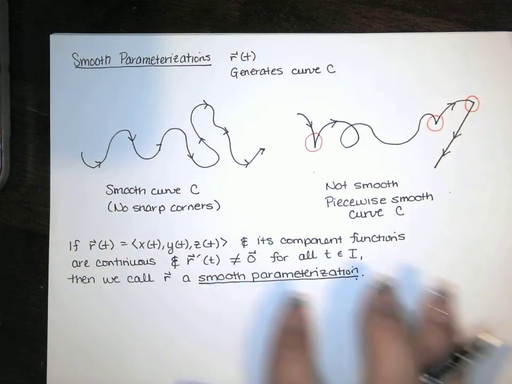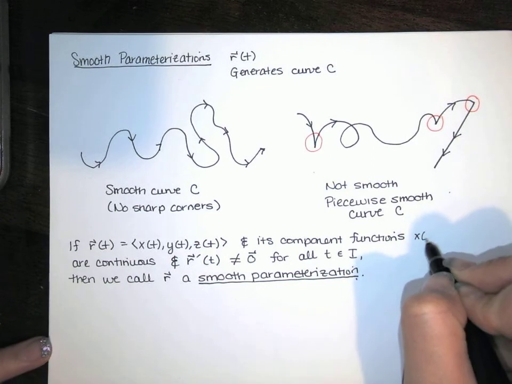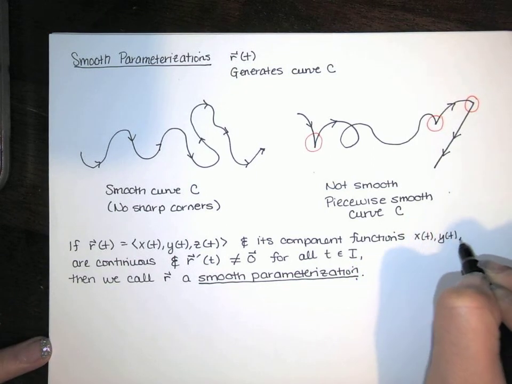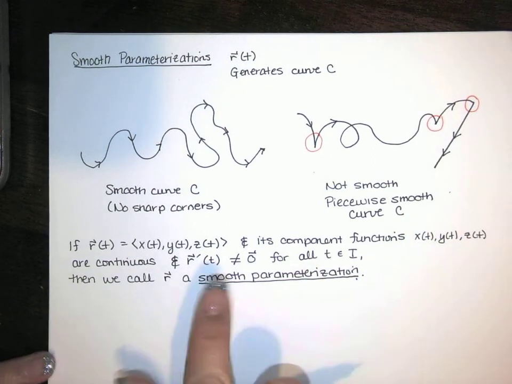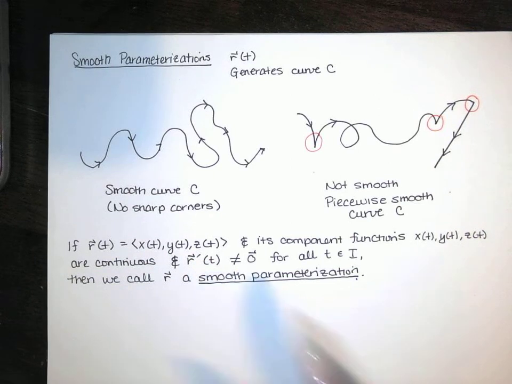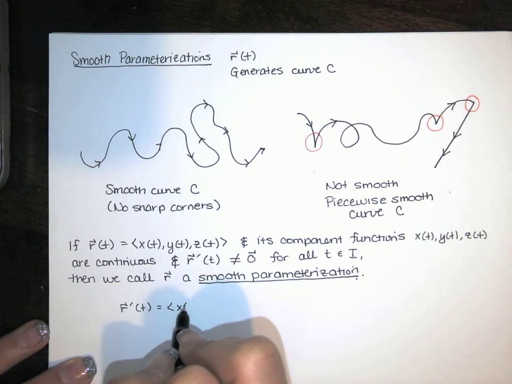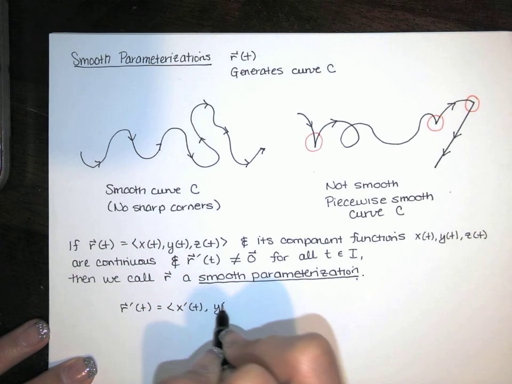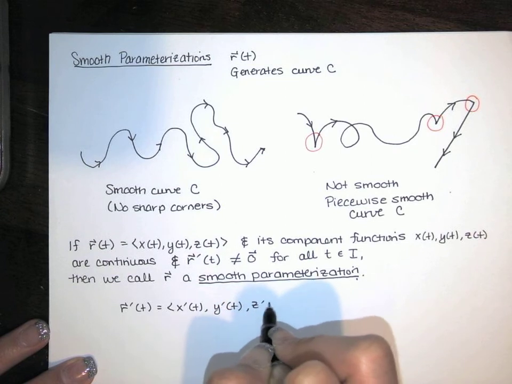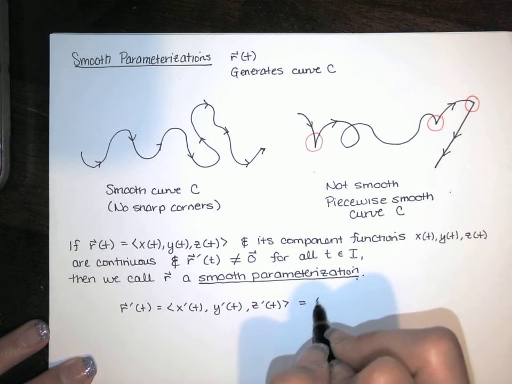You might say, well, what does all this mean that we've said? We said the component functions, in this case if we're in 3D, x of t, y of t, and z of t, all have to be continuous. And r prime of t cannot be 0. Let's think about what r prime of t being the 0 vector means. R prime of t is the vector with components x prime, y prime, and z prime if we're in 3D. And we're saying that cannot equal the 0 vector.